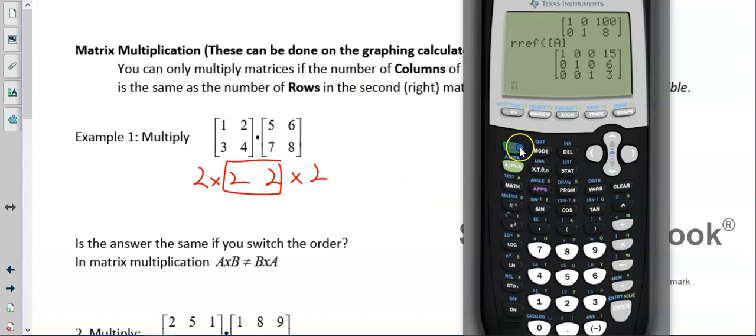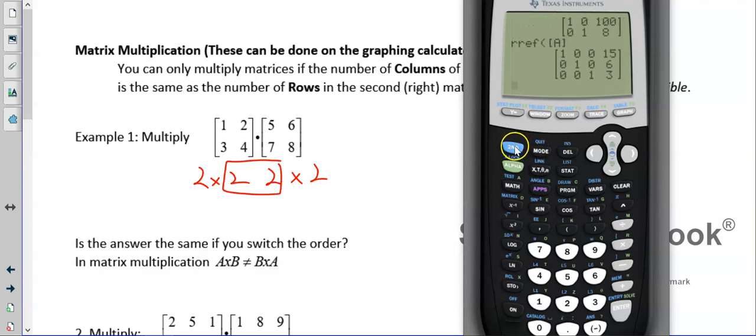We're going to quit. Come back into matrix. Now this time we're going to go down over to edit. But we're going to go down to B, and we're going to put a different one in B. And we're going to say 2 by 2. And we're going to say 5, 6, 7, 8. And we're going to quit.